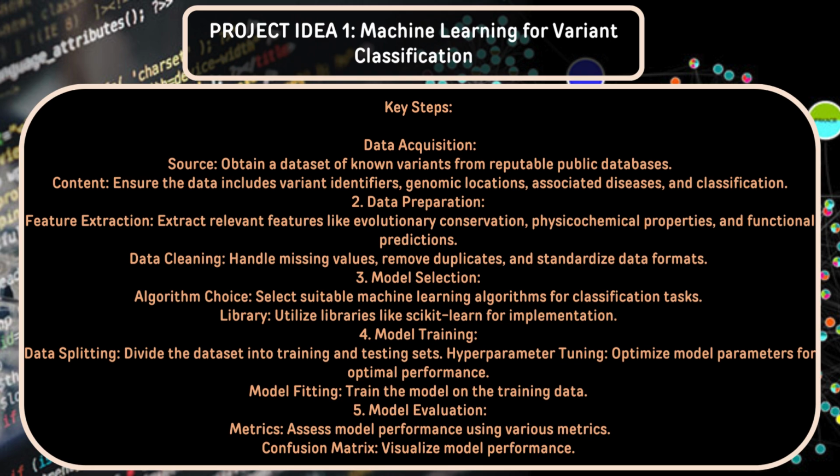Then, model selection. Algorithmic choice: select suitable machine learning algorithms for classification tasks. Library: utilize libraries like scikit-learn for implementation. Model training. Data splitting: divide the dataset into training and testing sets. Then, optimize model parameters for optimal performance.